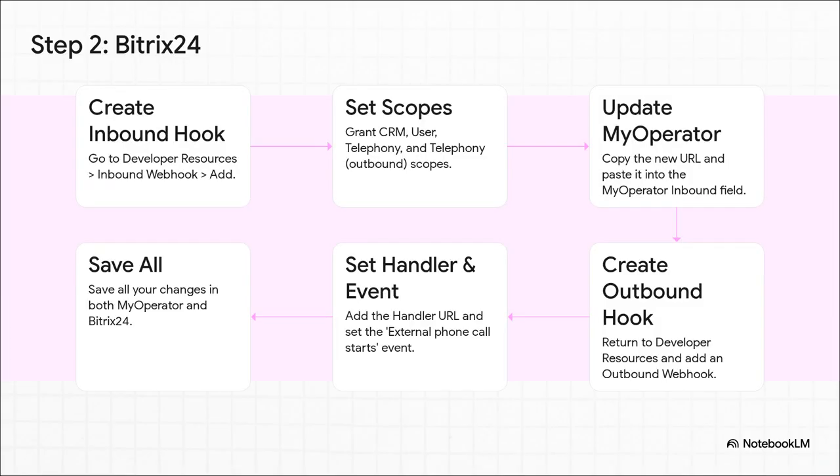Perfect. Now, let's flip over to your Bitrix24 account. Go to Developer Resources and create a new inbound webhook. This is what lets Bitrix24 receive information from MyOperator. You'll need to give it the 4 scopes you see listed here. Bitrix24 will then give you a brand new unique URL. Copy that. Now, just pop back over to your MyOperator settings and paste that URL into the inbound field we left empty a minute ago.